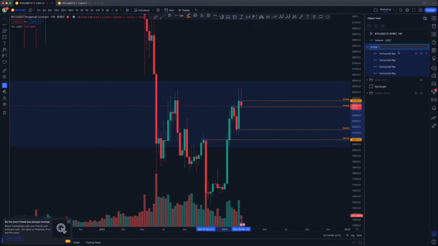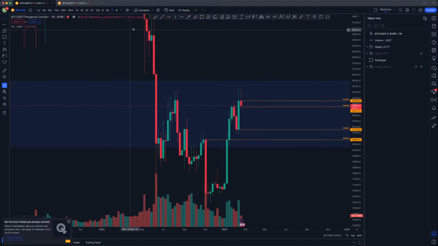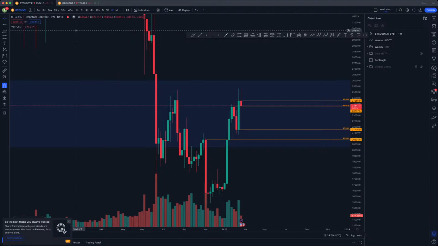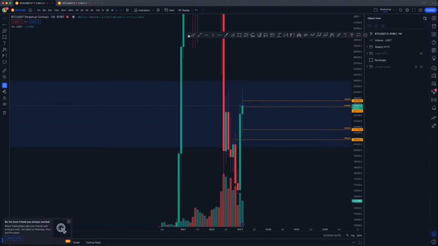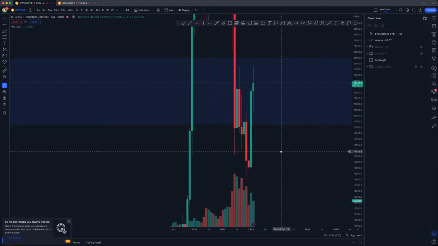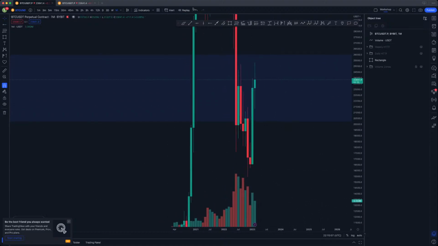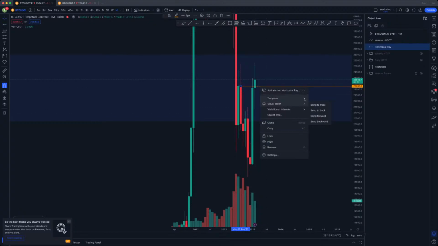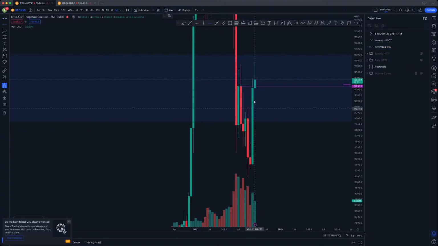Rename weekly high term time frames. Job's a good one. And then lastly, we're going to go to the monthly time frame, and there should be very little of these actually. In fact, two. Got one here. Right click, template, monthly, and then we have one here.